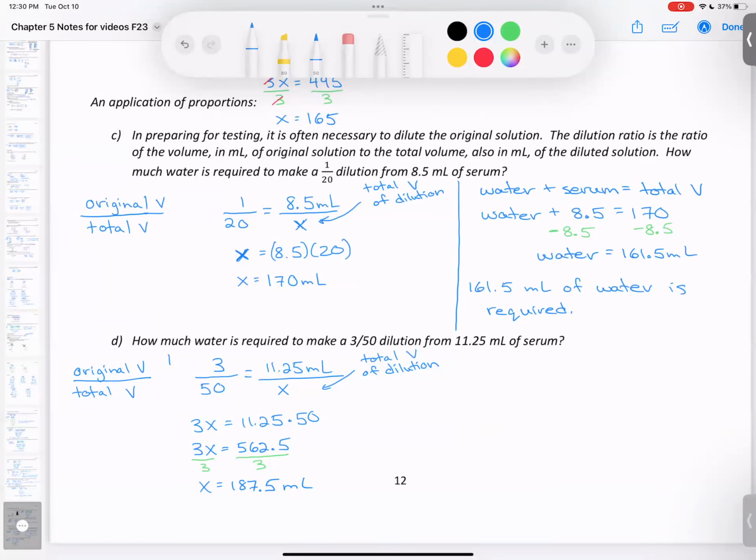So this was kind of like step 1. Step 2 is to figure out how much water we need. We know our water plus our amount of serum is going to equal our total volume. So the amount of water plus our serum, which was 11.25 milliliters, must equal 187.5 milliliters. We can subtract 11.25 from both sides of this equation. We're allowed to do that as long as we do it to both sides. Then I'll have plus 11.25 minus 11.25, so it's just going to go away on the left. And so I get the amount of water equals 187.5 minus 11.25, which gives me 176.25, and this is in mils.